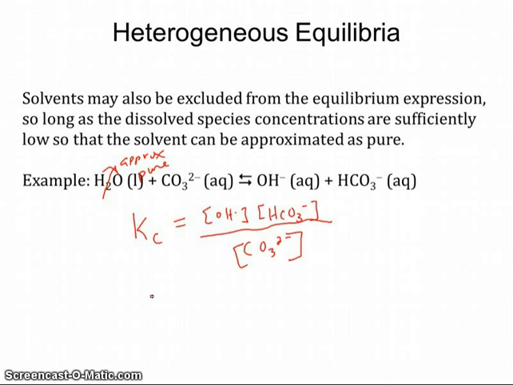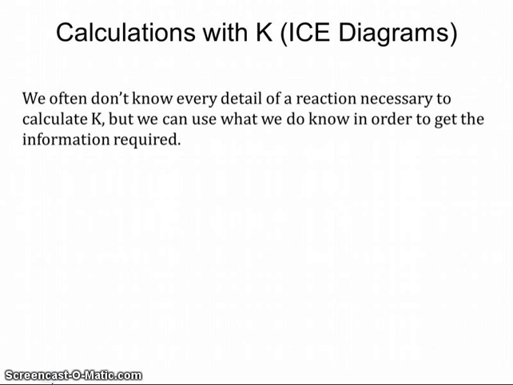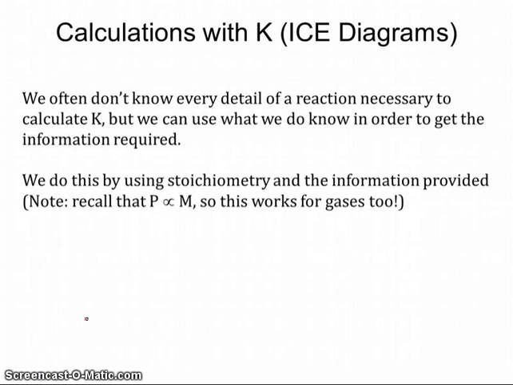All right, sometimes it's going to be necessary for us to do more with these constants than just write them. In that case, we're going to employ something called an ICE diagram. And so a lot of times we won't have all the information we need to calculate K, but I'll have other pieces of information, and I'll have the stoichiometry of the equation that will allow me to get to that information. And so we also need to remember that pressure and molarity are proportional, so we can use this for gases as well.